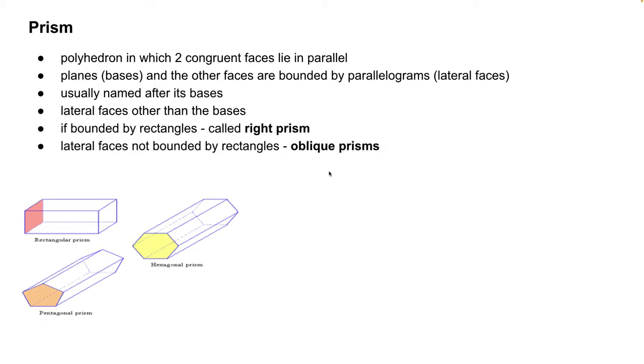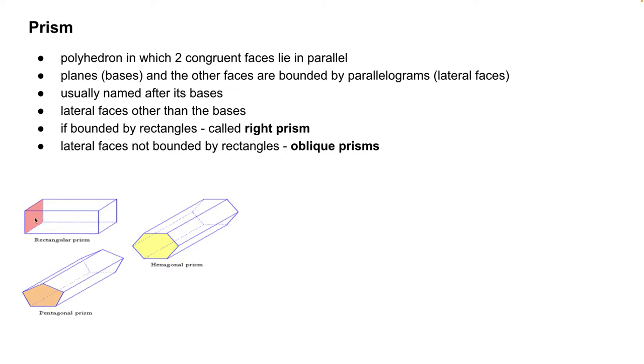Prism. Let's talk about prism. We need to consider what makes a prism. What are the attributes of the prism? A prism is a polyhedron in which 2 congruent faces lie in parallel planes. So I lay it down here. You can set it up vertically too. It should be the same thing, right? Because how I put it is just different.